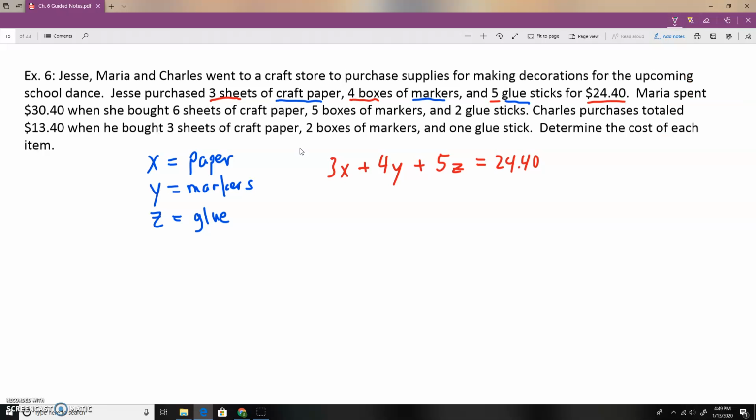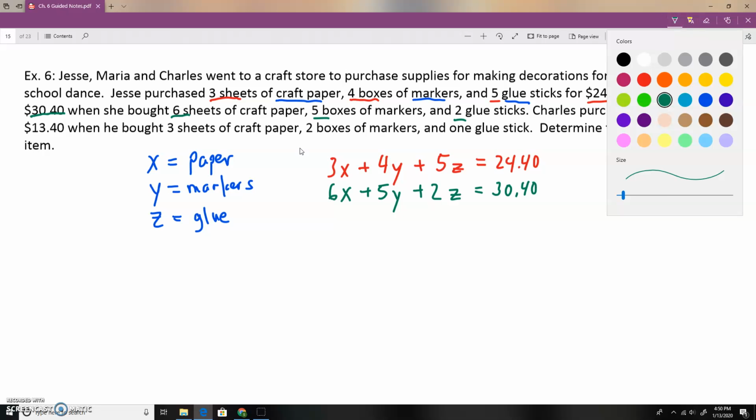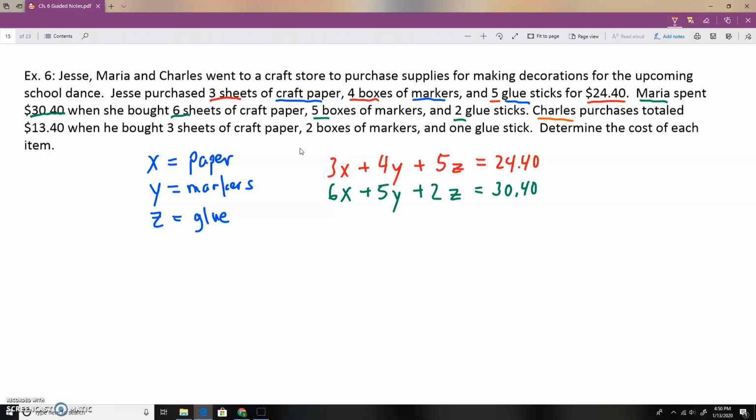Okay, now our second person, Maria. Maria spent $30.40. She bought 6 sheets of paper, 5 boxes of markers, and 2 glue sticks. So that's 6 times the cost of the paper, plus 5 times the cost of markers, plus 2 times the cost of the glue sticks is equal to $30.40.